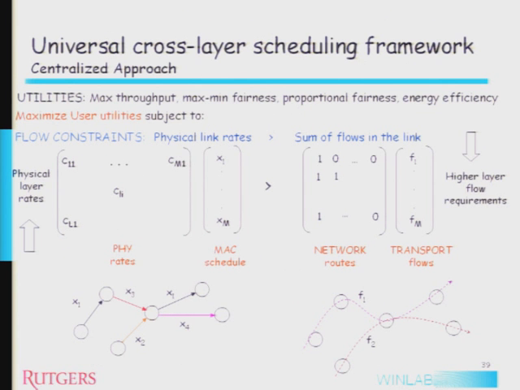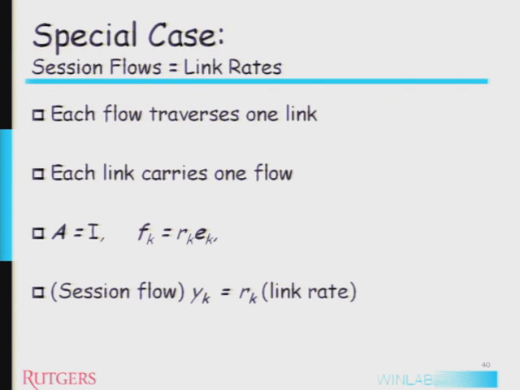Okay, so the universal cross-layer design framework, as I said, you have multiple utilities, and this is given by the C matrix, and this is given by the road matrix, and now based on the flow constraints, we can do this scheduling. And, okay, so I'm going to skip.